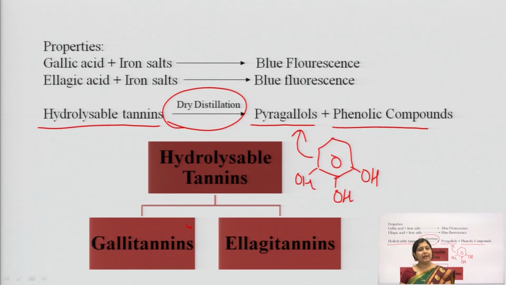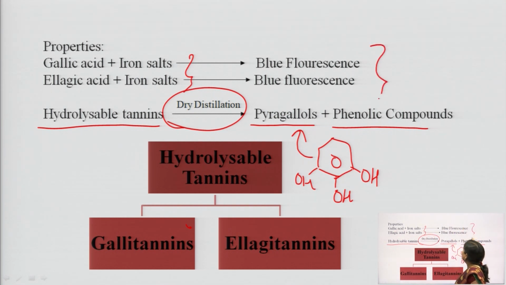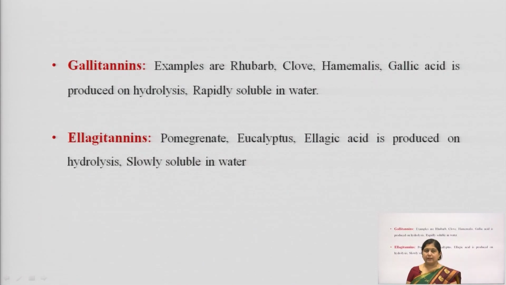So, we can say ellagic acid is also a type of hydrolyzable tannin. And when we treat it with iron salts, it produces blue fluorescence. Iron salts can be FeCl3 or FeSO4. If they produce gallic acid on hydrolysis, we call them gallitannins. If they produce ellagic acid on hydrolysis, we call them ellagitannins.